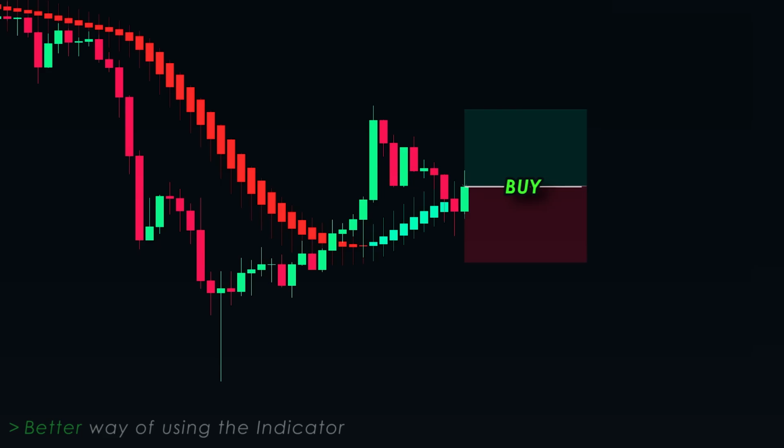Now for your stop loss, you can place it at the nearest swing low, which is at this bottom candle wick, and your profit target could be set at 2 to 3 times the stop loss.